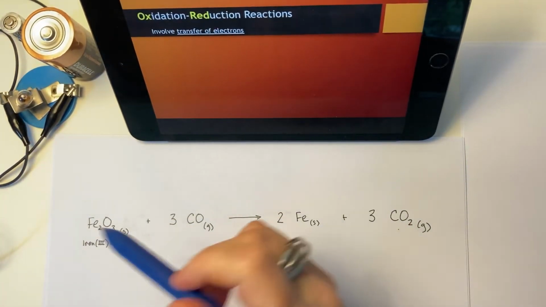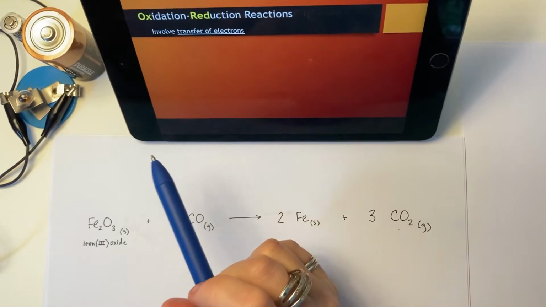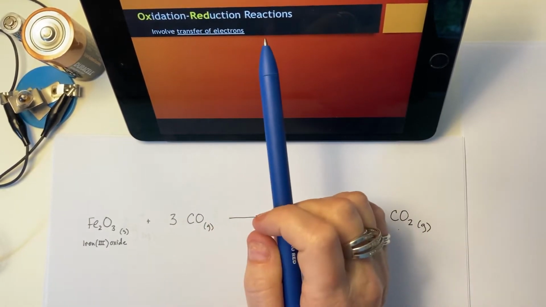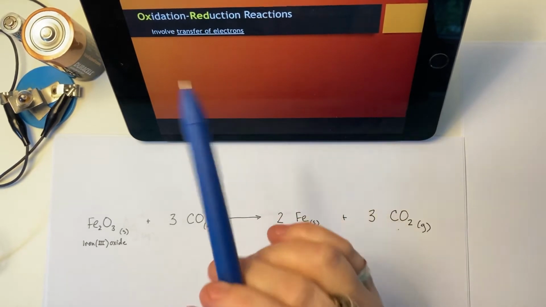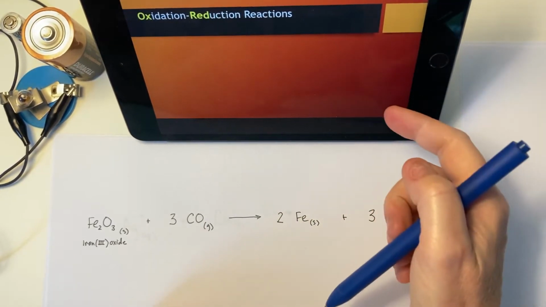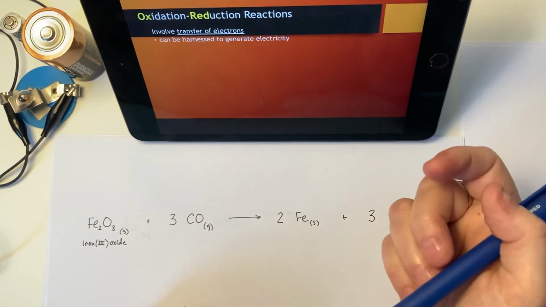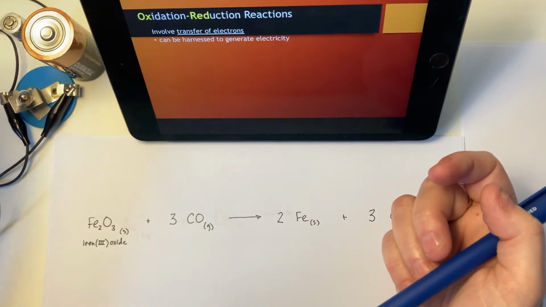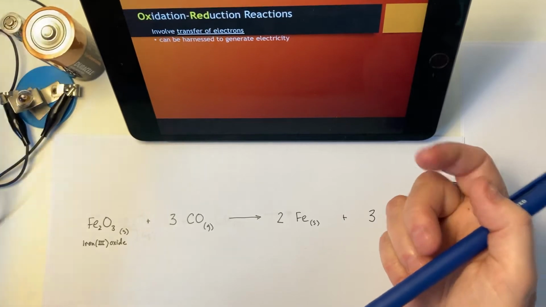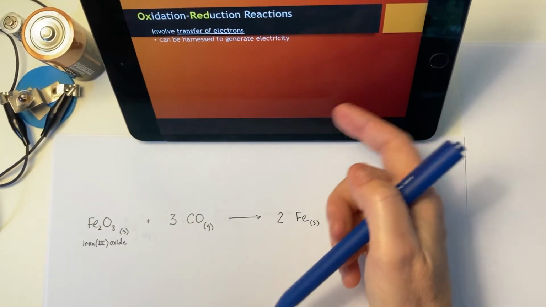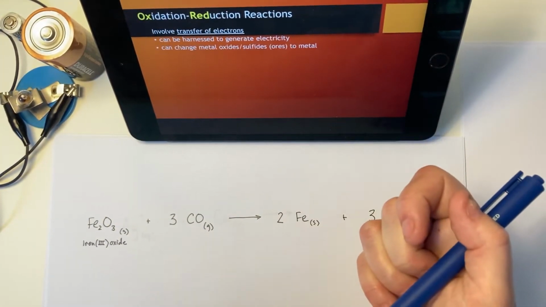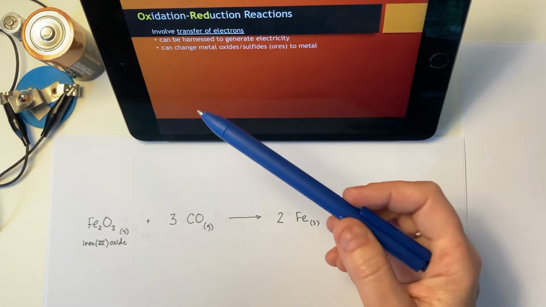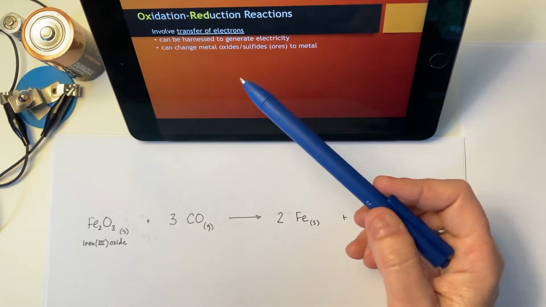So we're going to talk about chemical reactions involving oxidation and reduction. This type of chemical reaction involves the transfer of electrons. And so if electrons are moving, we should be able to harness some electricity, but I think my battery's dead. Another purpose for studying oxidation reduction reactions is to think about how on a very large scale we do mining.